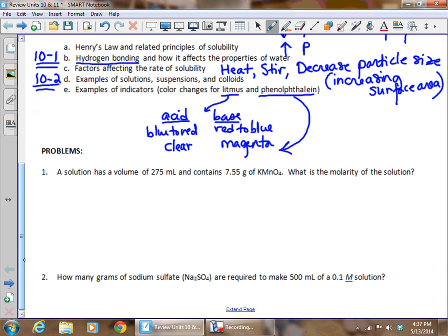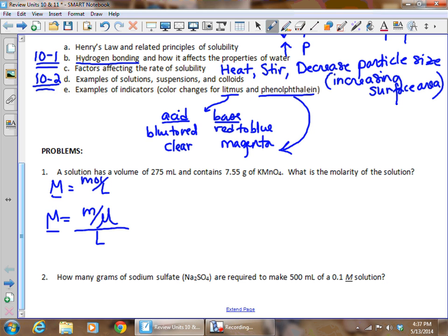Okay, reviewing molarity problems. Remember that molarity can be written as molarity equals moles over liters, depending on how the question is asked, or it can be written as molarity equals mass over molar mass, which is moles over liters. So depending on what it's asking for and what information it gives you, it's going to determine which one of those is going to be used.